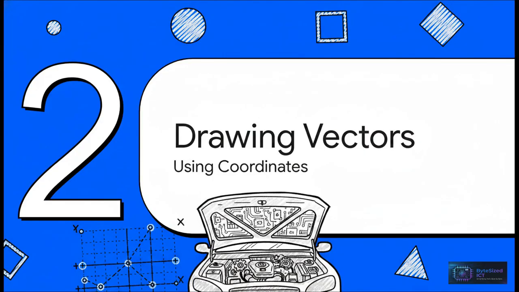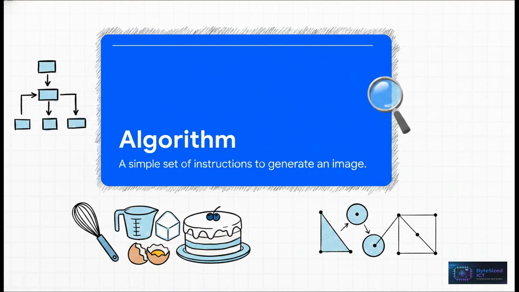Let's look under the hood. Okay, so to turn those coordinates into an actual graphic, the computer relies on an algorithm. Now, an algorithm is really just a simple set of instructions required to generate that vector shape. It's basically the step-by-step recipe the computer follows. Think about it like baking a cake, right? You have to follow the steps in a very specific order. Drawing a vector requires the computer to follow a logical sequence in that exact same way.